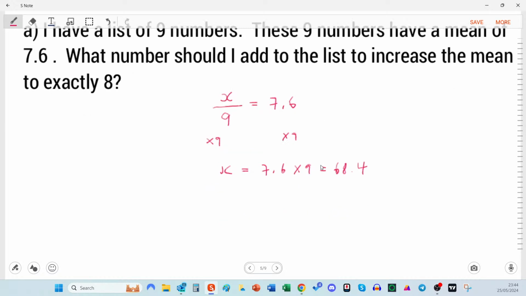And we're going to look now at what we want it to be. What number should I add to the list to increase the mean to exactly 8?